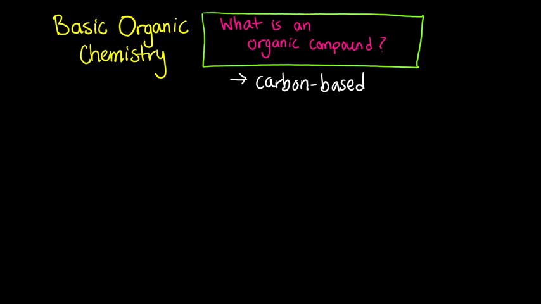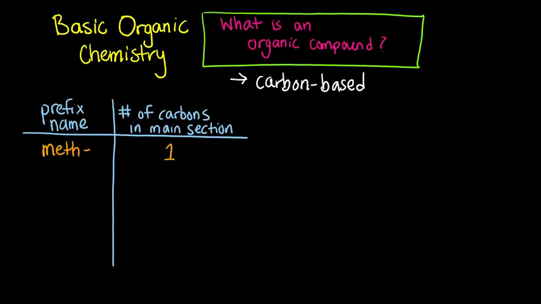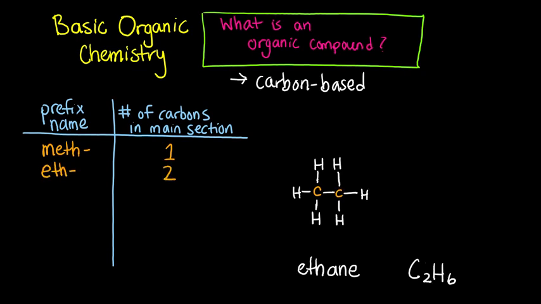A carbon-based compound has some prefixes that can help you determine how many carbon atoms are in the molecule. The prefix meth means one carbon. The formula for methane, for example, is CH4. The prefix eth means two carbons, so the formula for ethane is C2H6.